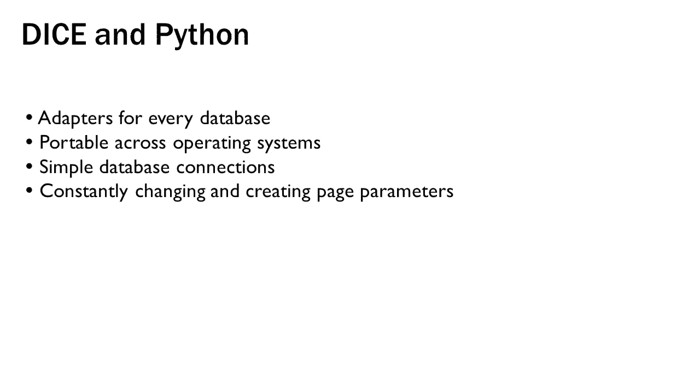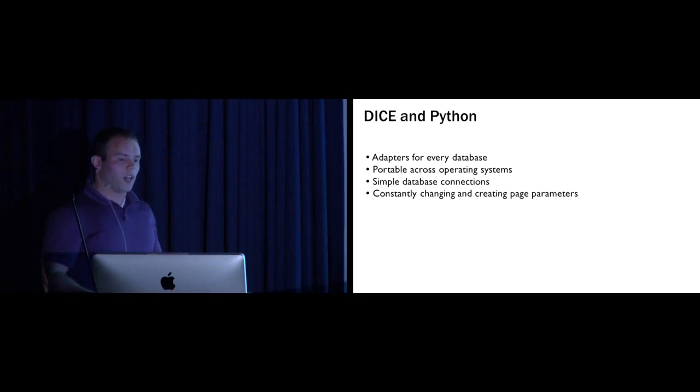So real quick, the reason why we decided to develop DICE in Python is, again, we wanted to make this database agnostic. We wanted it to work for every database. And we found that every database offers an adapter for Python. We also want to make it OS agnostic, and Python is portable across all operating systems. Database connections are simple in Python, typically just one line of code.